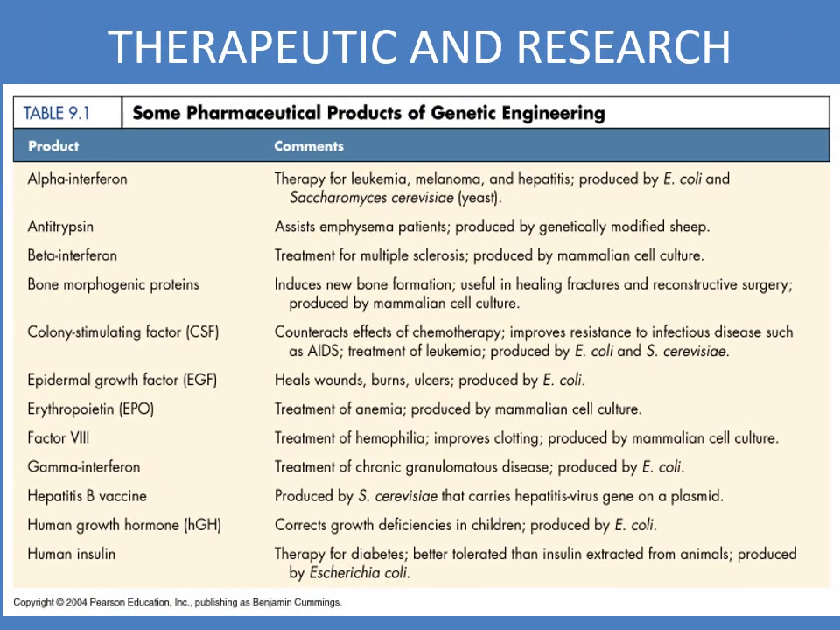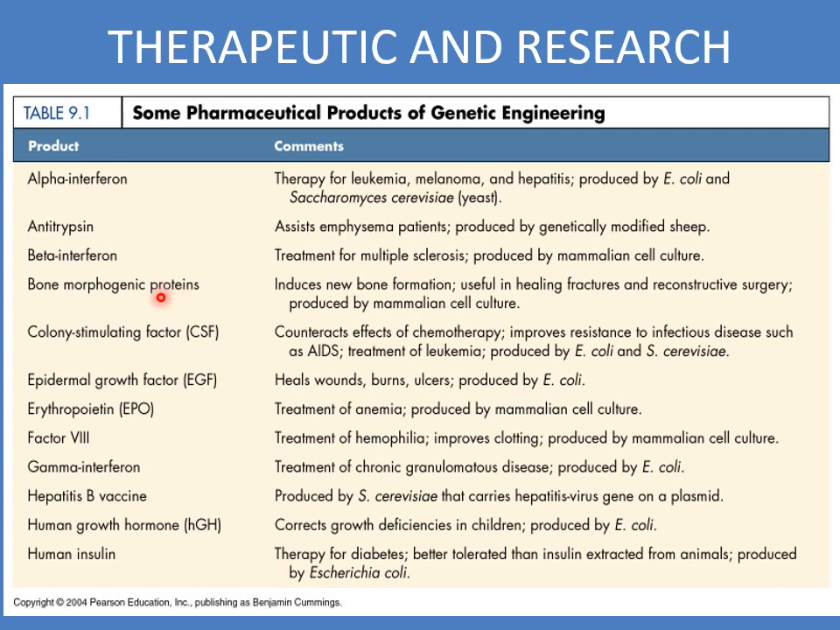Therapeutic and research. We can produce alpha interferon, which is used for therapy of leukemia, melanoma, and hepatitis, produced by E. coli and Saccharomyces cerevisiae. Antitrypsin can be produced, which assists emphysema patients, produced by genetically modified sheep. Beta interferon can be produced, which is used for treatment of multiple sclerosis, produced by mammalian cell culture.